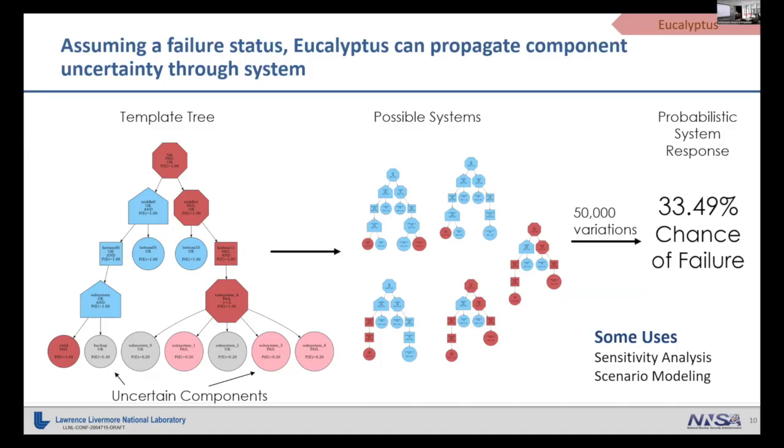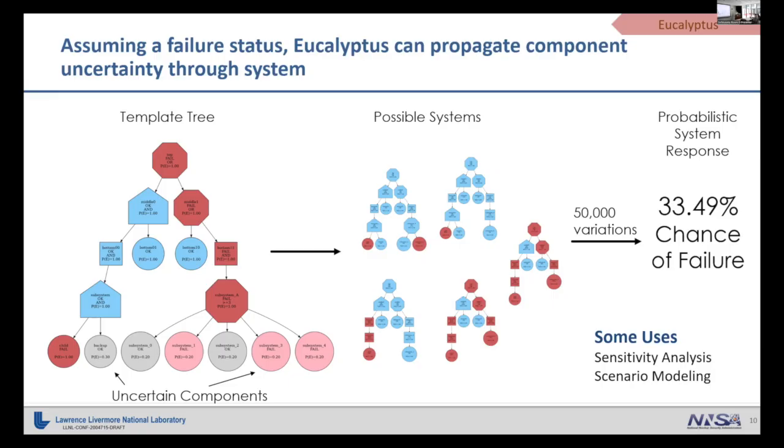So the idea is that you assume a failure status. You can give Eucalyptus a status vector for different components. And the major feature of the code is that it Monte Carlos this template tree by sampling the probabilities you assign different components. So you get a distribution of possible systems. In this simple example, we sampled 50,000 trees, right? And then given this failure state, you can quantify the chance of failure with all of your uncertainty about what actually is in the system built in.